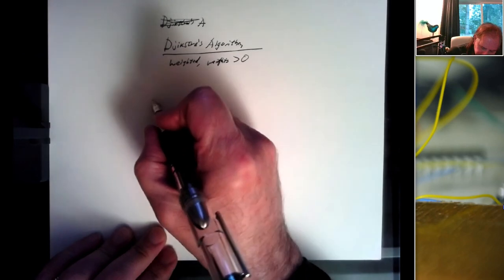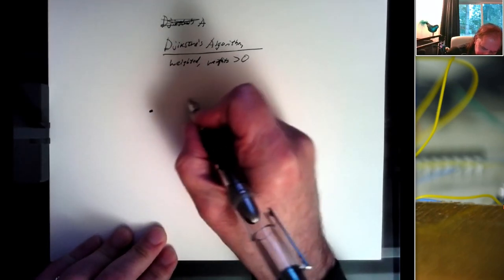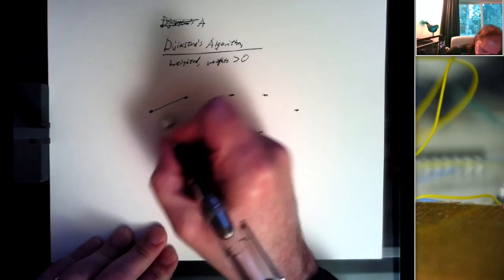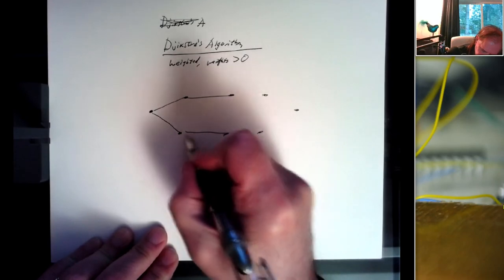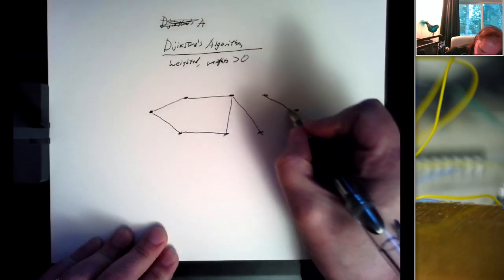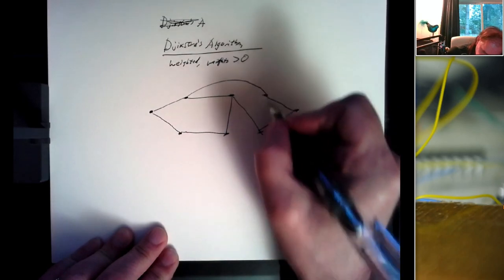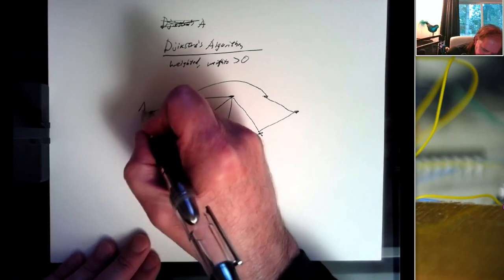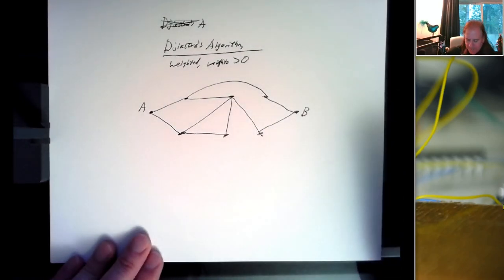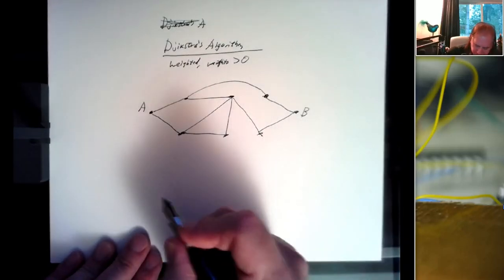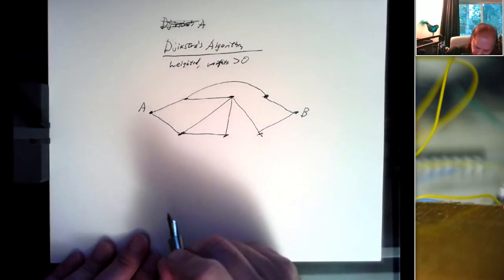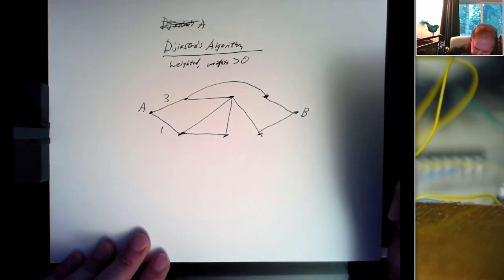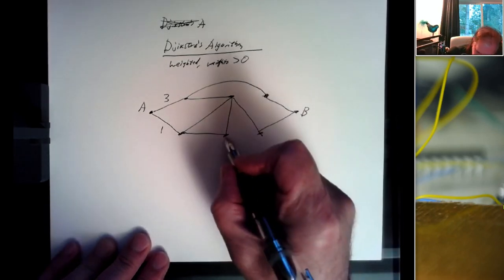And so let's do this by example. Let's start off with a graph that looks like this, and let's say we're trying to go from point A to point B. And we'll put some weights in here. So let's suppose this is a weight of 1, and this is a weight of 3. And let me throw a few more edges in here.